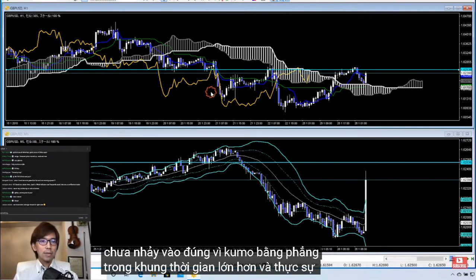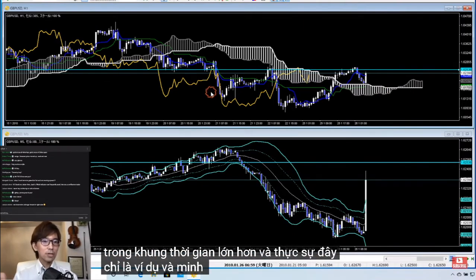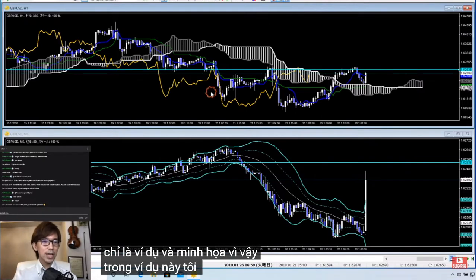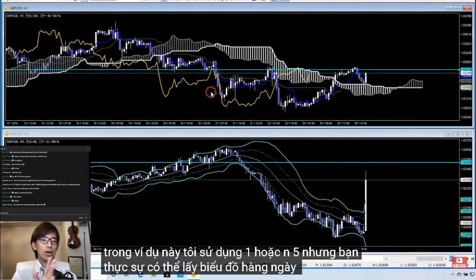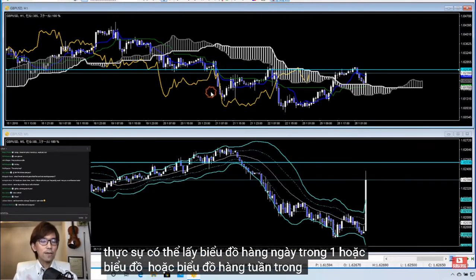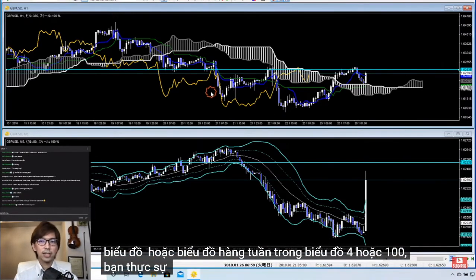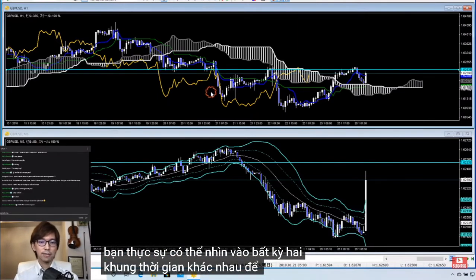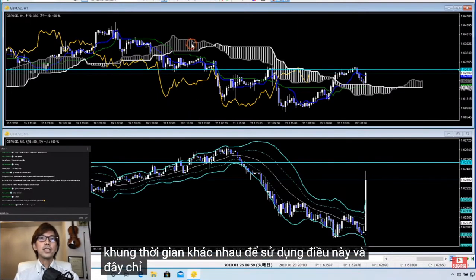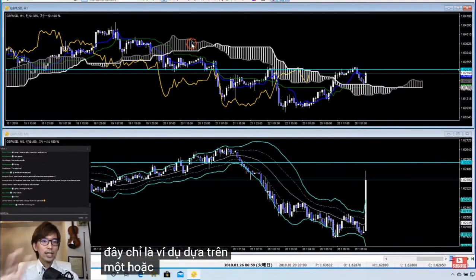And actually, this is just an example and demonstration. So in this example, I use 1 hour and 5 minute, but you can actually take the daily chart and the 1 hour chart, or the weekly chart and the 4 hour or 1 hour chart. You can actually look at any 2 different time frames to use this. And this is just the example based on the 1 hour and 5 minute.